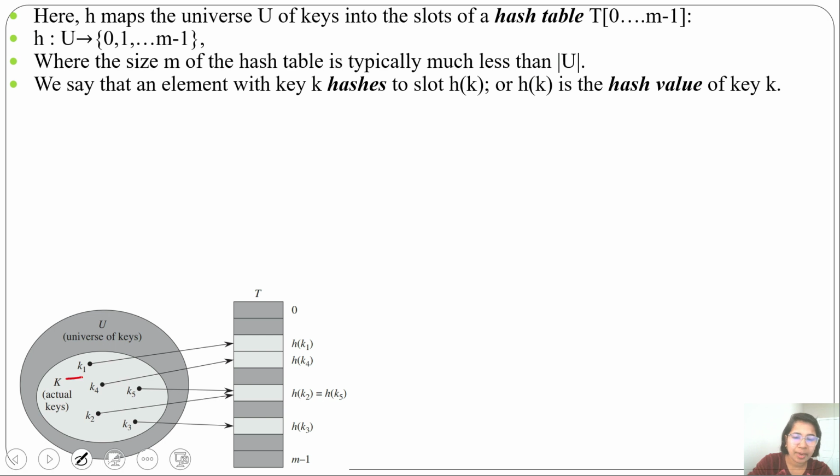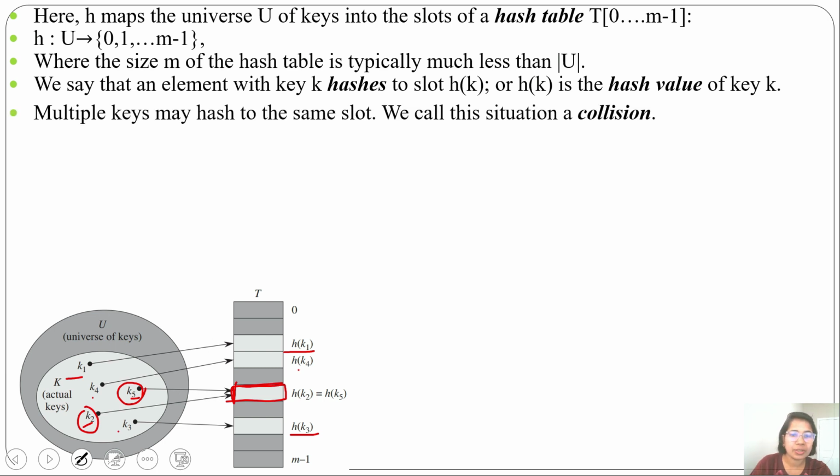So K1 maps to H of K1, K2 and K5 both map to one slot. Then K3 maps to H of K3 and K4 maps to H of K4. You can mark here K2 and K5 both are in one slot. So multiple keys may hash to the same slot and we call this situation a collision. So K2 and K5 collide.